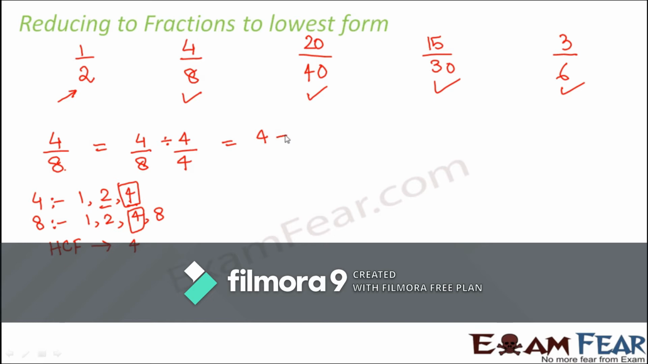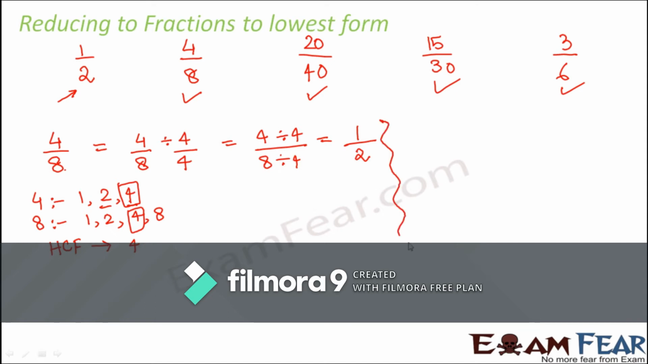So 4 divided by 4. What is 4 divided by 4? Yes, it is 1. And what is 8 divided by 4? That is 2. So 4 by 8 is reduced to 1 by 2. Now do you think that 1 by 2 can be reduced to any further lowest form?